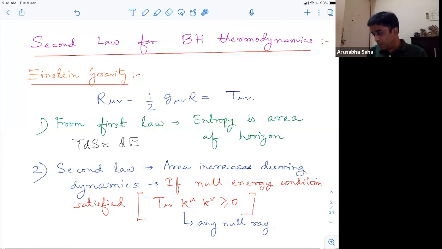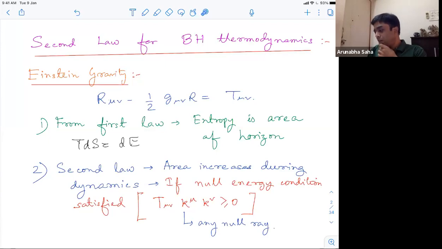From that set of thermodynamic rules, one is TdS equals dE, the first law. This is the black hole energy. And from this definition, there is a definition of entropy that can be computed, which turns out to be the area of the horizon of the black hole.